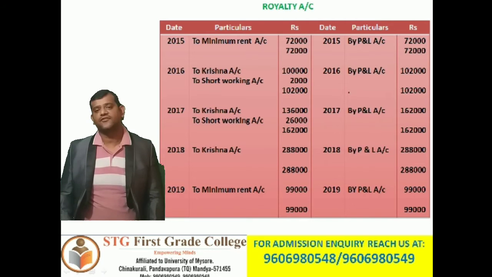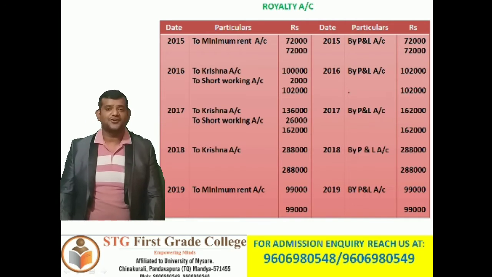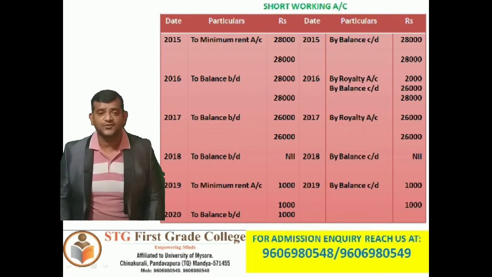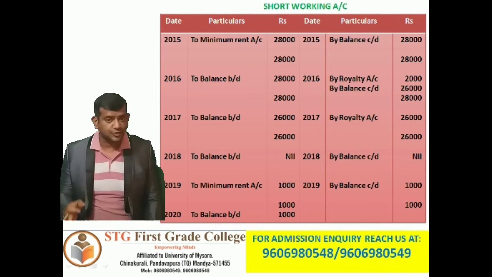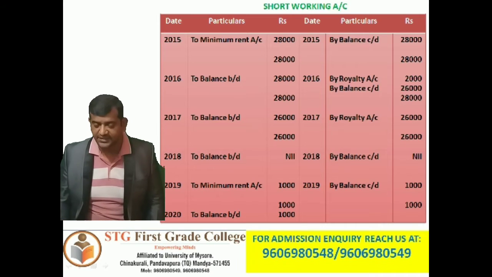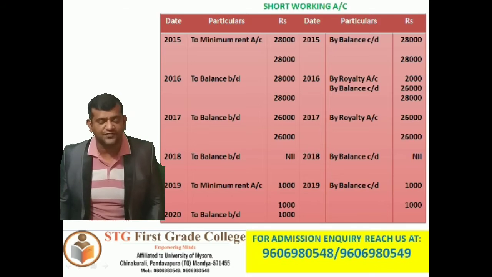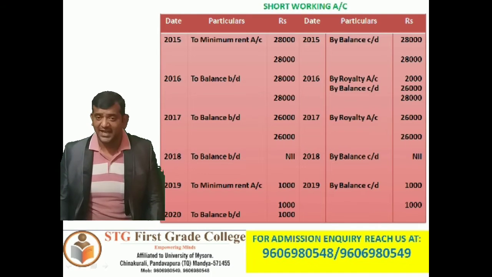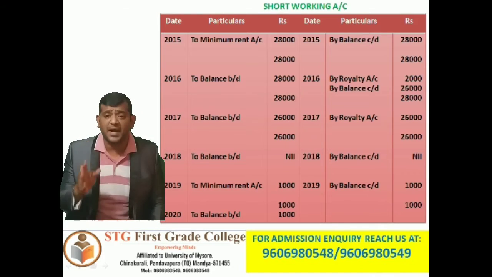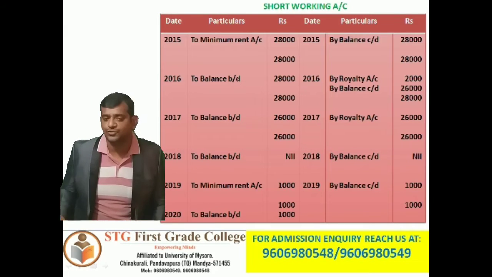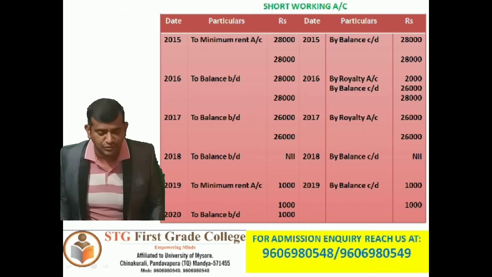So next we are further moving towards short working account. So open a short working account with 6 column table, date particulars rupees, date particulars rupees. In the year 2015, to minimum rent account, how much first year short working? 28,000, 2015, by balance carried down 28,000, both the side total 28,000 and 28,000.